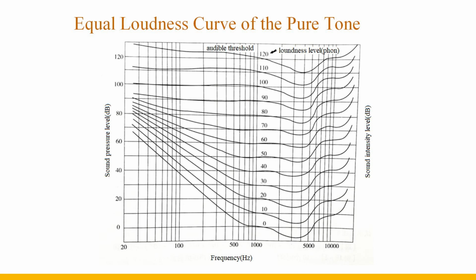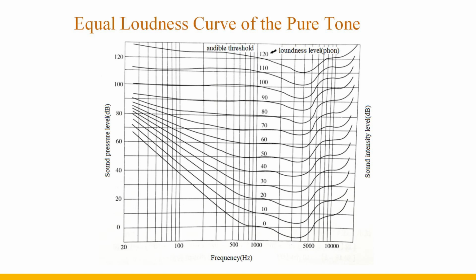As can be seen from the figure, the curve from 2000 to 5000 Hz is flat, indicating that the human ear is sensitive to sound in this frequency range. The human ear is less sensitive to low frequency sounds.